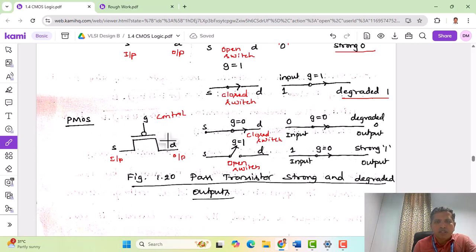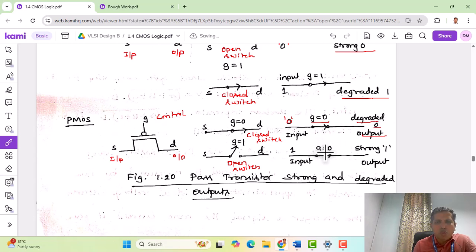This is a PMOS transistor. So let us consider G is equal to 0, and let us apply logic 0 at the input. And now since G is equal to 0, the switch is closed. So the output is not a strong 0, it is a degraded 0. We already see the weakness of the PMOS transistor. So it transmits a degraded 0 to the output.